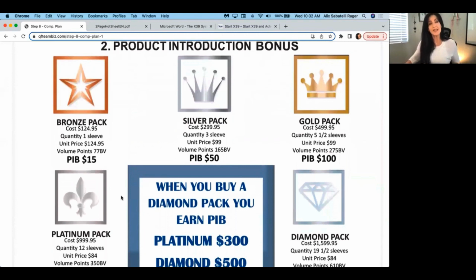Scrolling down a little bit, the second way that we get paid is what's called product introduction bonus. Now, this is when people come into the business. They can come in as a wholesale buyer or a wholesale distributor. It's really the same exact thing. It's just a wholesale buyer is just buying for themselves and their family, whereas the wholesale distributor starts to share with other people and is enrolling other people, okay?